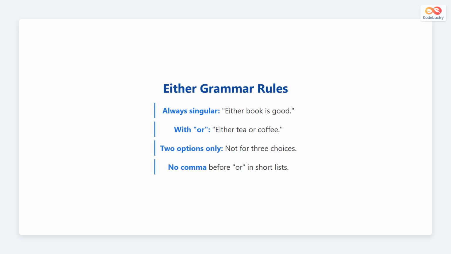Always remember that either is used for singular things. For example, you say either book is good, not either books are good. Use either with or to show two choices only. It is not for more than two options. Also, do not put a comma before or in short choices.